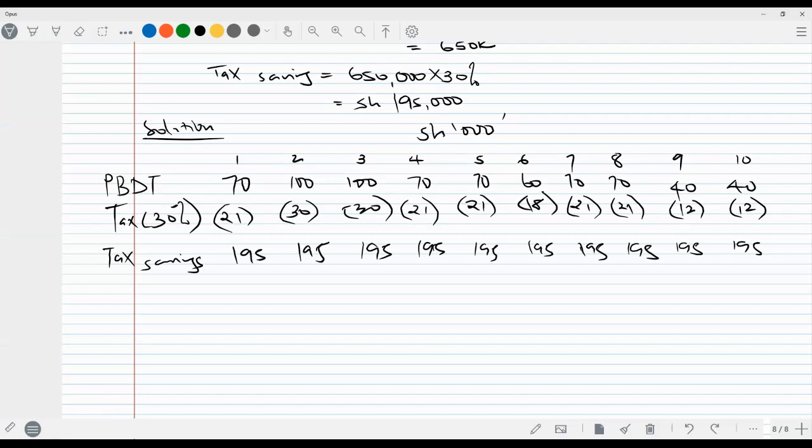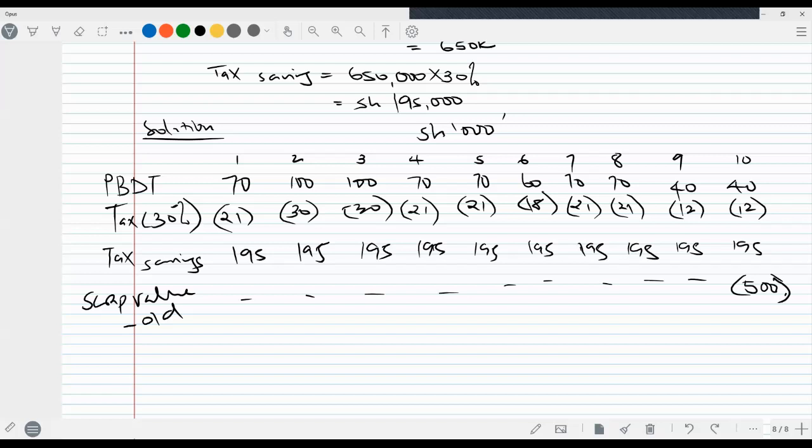There's no scrap value for the new machine. However, we need to account for the scrap value for the old machine. You were told that in case the old machine continued to be used until the end of year 10, we could fetch 500,000. But you won't get 500,000 because you have already disposed of the asset in year 0. So that's an opportunity benefit lost, therefore negative 500,000 for the old machine. It's a negative because you lost it; you're not going to get 500,000 because you have gotten 2.5 million today.